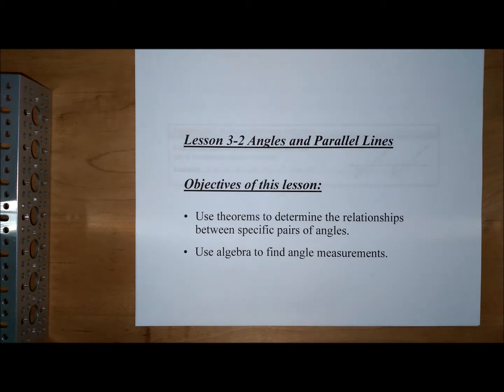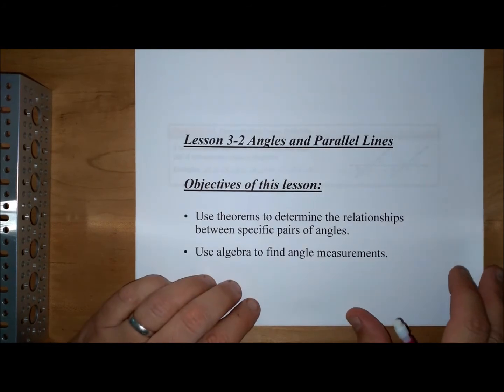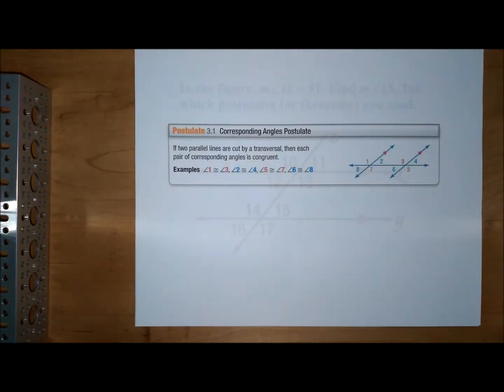Now in this lesson, we're going to look at those 8 angles and see what happens when the two lines that are cut by the transversal happen to be parallel. So we're going to use some theorems to determine the relationships between those angles, and then we are going to use some algebra to figure out some angle measurements based on the relationships that we know. First thing we're going to look at is this postulate called the corresponding angles postulate.